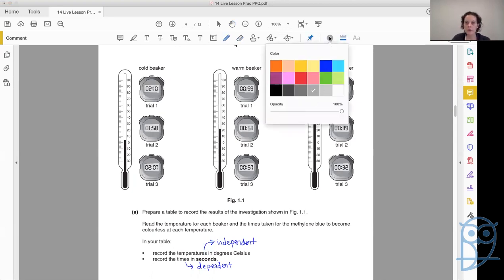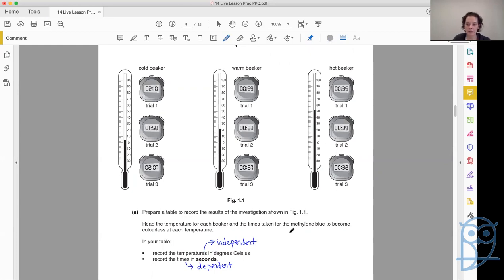We always want to take a moment with a pencil to plan a table first. And we think, okay, independent always goes in the far left column. So we have temperature, and we know we're going to put units of degrees C. Then we're going to be recording the times.